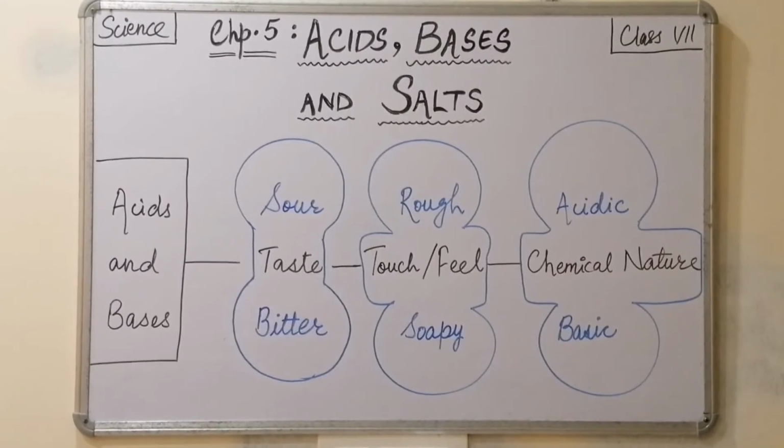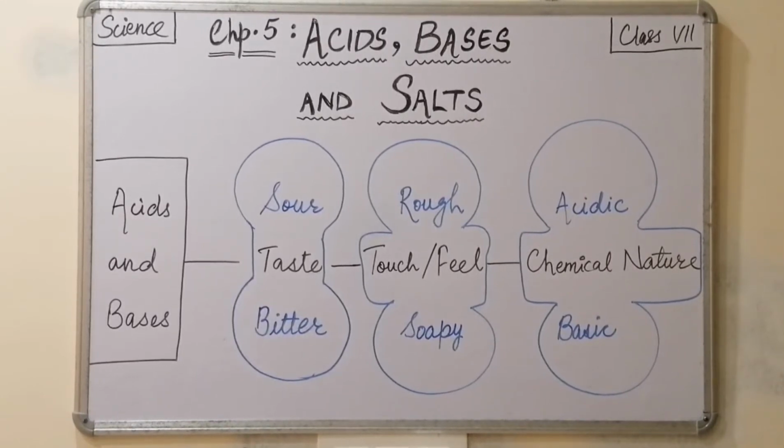Understood? So we are defining acids with one property, that is taste, because we all know that touching acids is highly dangerous. So we are not directly touching the acids. On the other hand, some of the bases are the ones which we can touch. Bases are bitter in taste, they have a soapy feeling or slippery texture, plus some bases are the ones which we can touch.